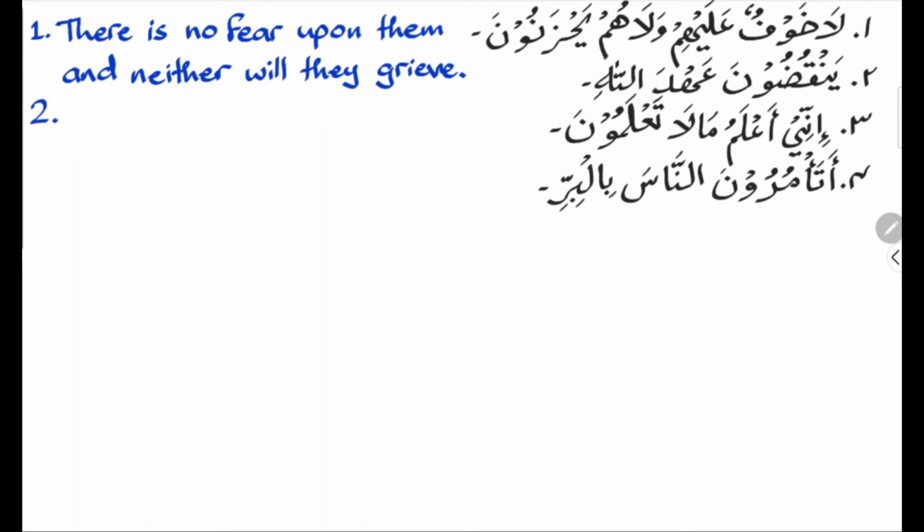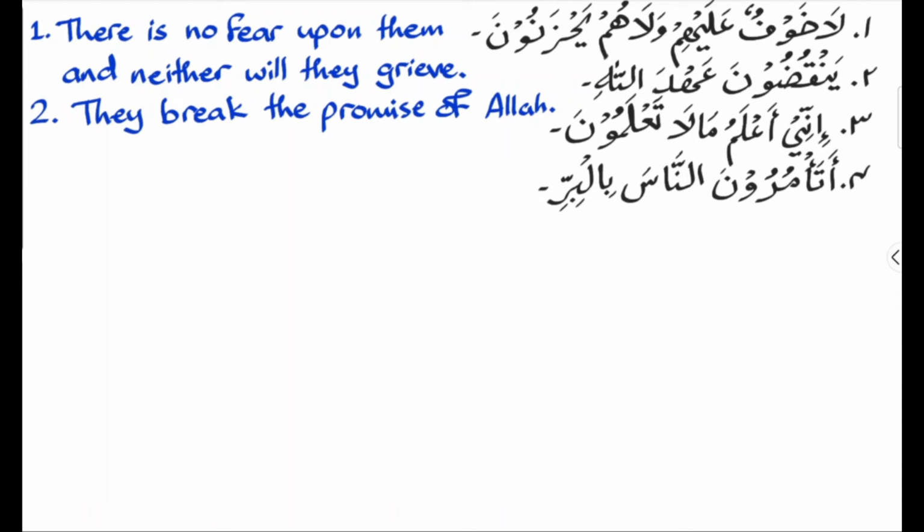Number 2. ينقضون عهد الله. نقض means to break. ينقضون is on the wazn of يفعلون, which is jama' mudhakkar ghaib. So ينقضون means they break, meaning they are breaking the promise, which is ahd, of Allah. The reason ahda is getting a fatha on the dal is because it's the maf'ul. The whole thing, ahd Allah, is the maf'ul of yanquduna.